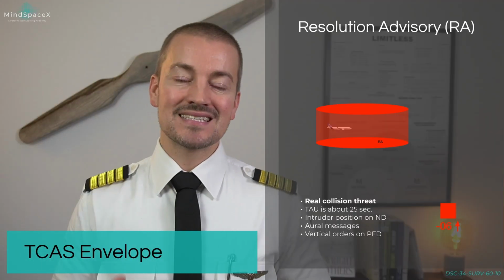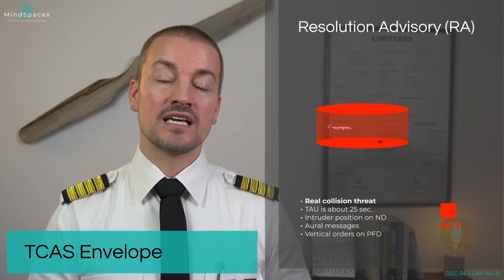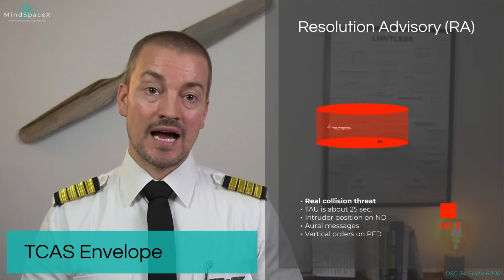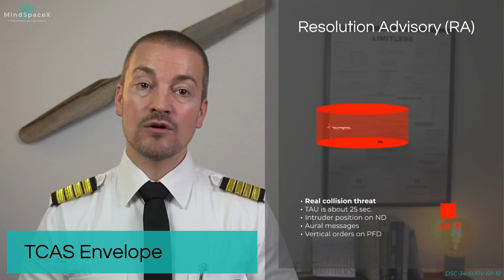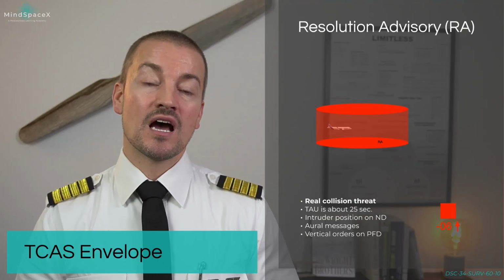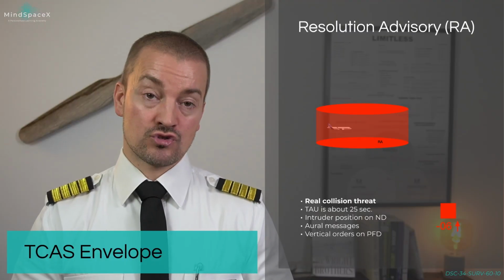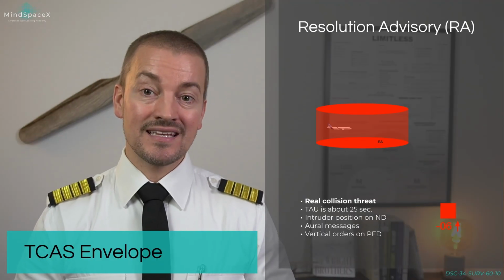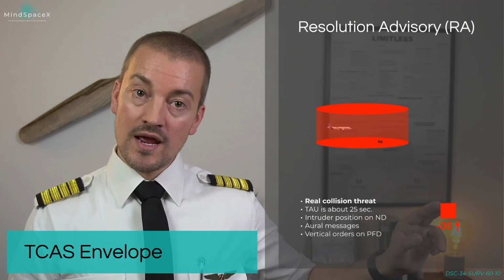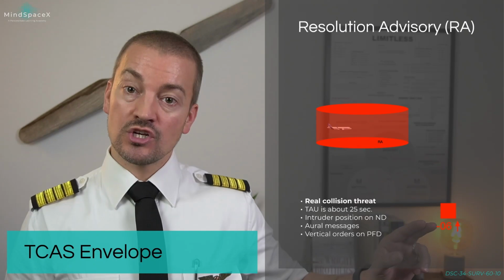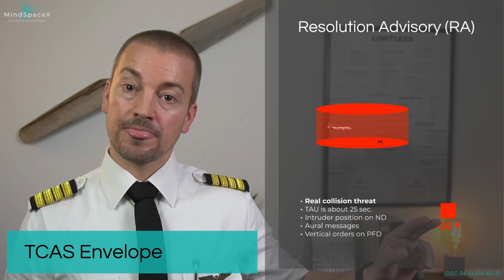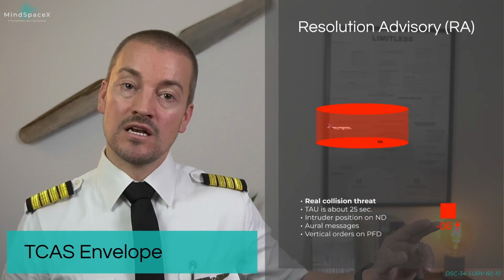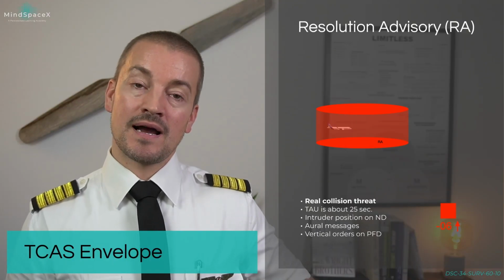Intruders within this area right here are a real collision threat to us. The TAU, the time until the closest point, is about 25 seconds when the RA, Resolution Advisory, is triggered. The aircraft will display the intruder's position on the ND with a red square together with the indication of their respective altitude. In this case, the aircraft is 600 feet below us and climbing, indicated by the red arrow.